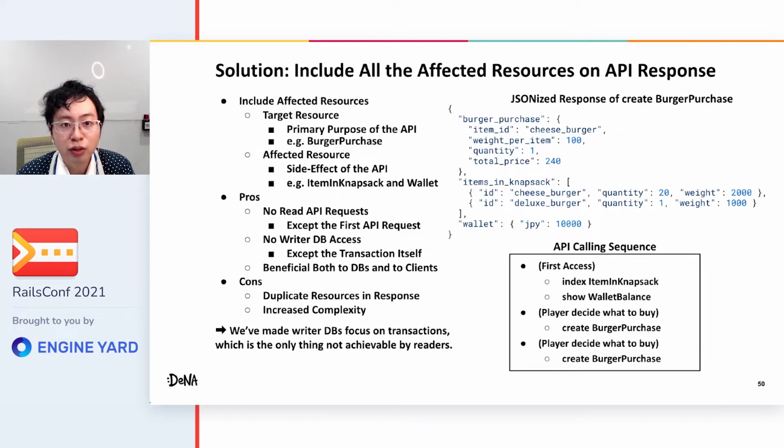So there are no read API requests except the first one, and there are no writer database accesses except for the transaction itself. The absence of requests is beneficial both to databases and to clients. Although there are duplicate resources and increased complexity, we have made writer databases focus on transactions, which is the only thing not achievable by readers.